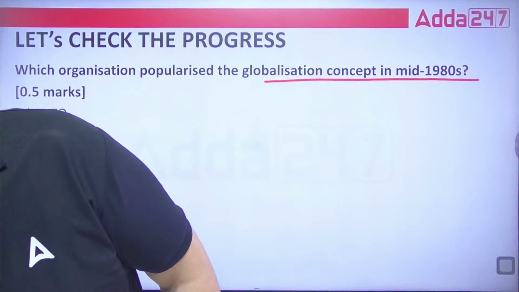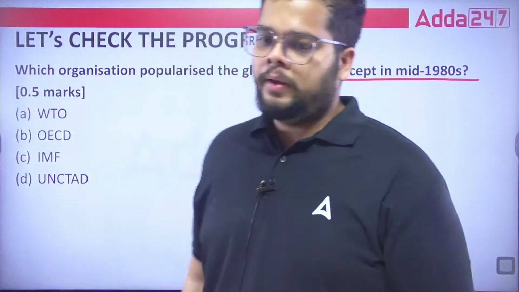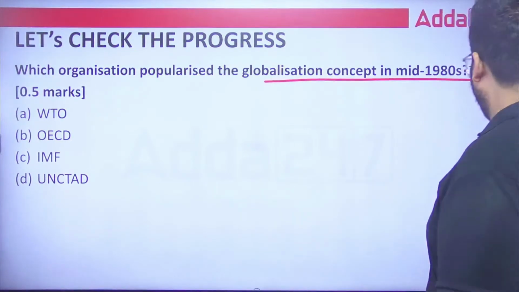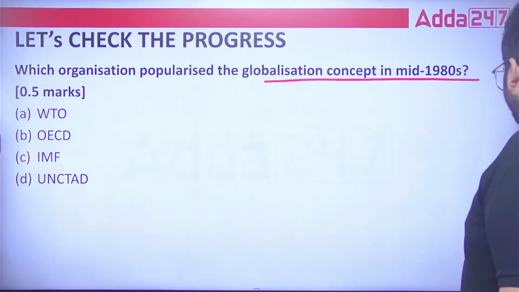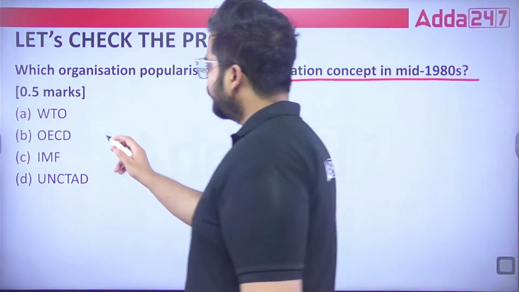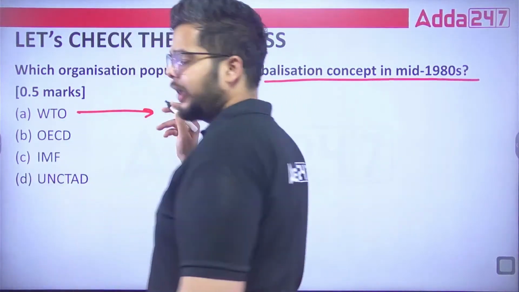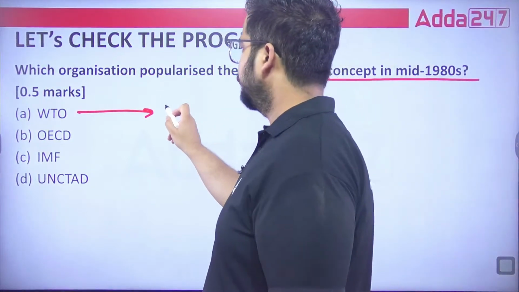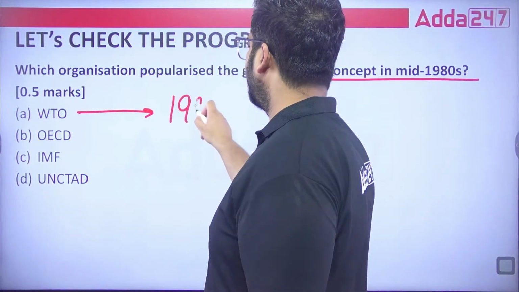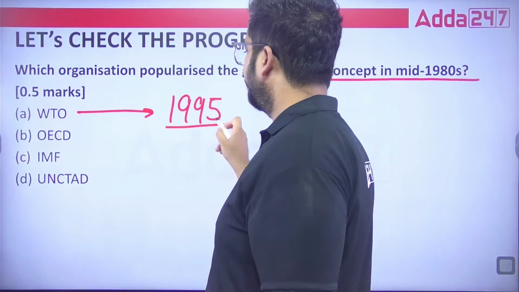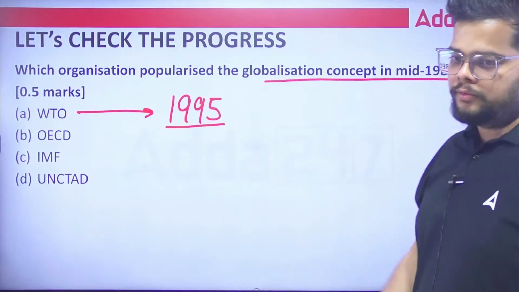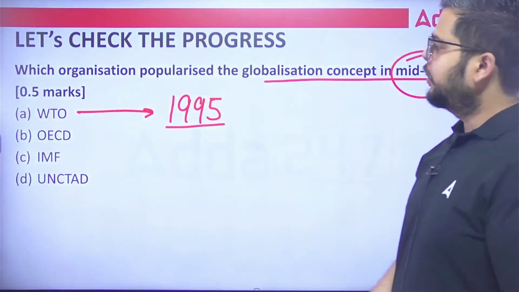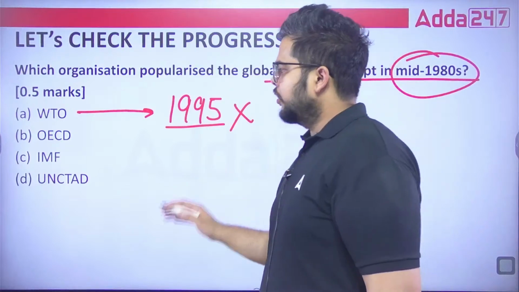The correct answer for this will be WTO, OECD, IMF or UNCTAD. Let's see one by one. When we talk about WTO, it came into official formation in the year 1995. This is the establishment year of the World Trade Organization. Here we are talking about the mid 1980s. So option A is totally wrong.